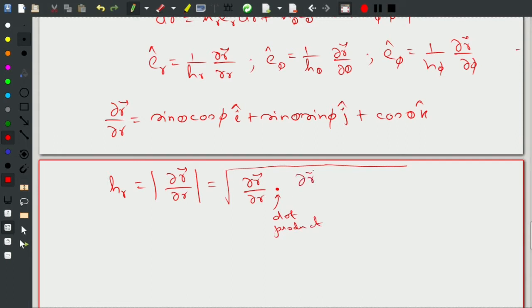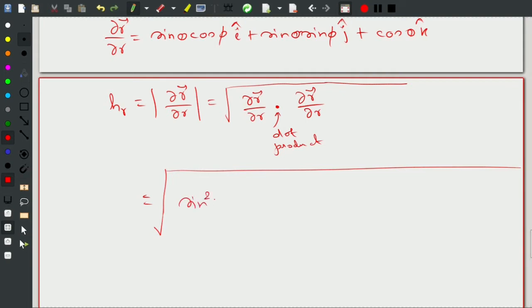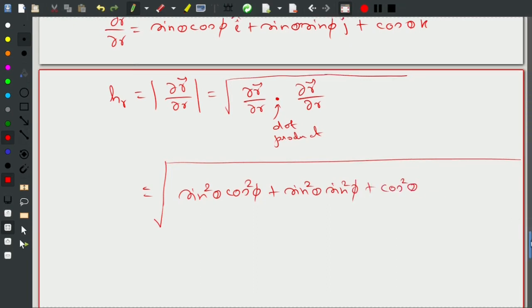Dot with ∂r vector divided by ∂r. Okay. So if we take the dot product, we have the square root of sin²θ cos²φ. Since we are taking the dot product with itself, this î and î becomes 1. So we have sin²θ cos²φ plus sin²θ sin²φ plus cos²θ, right?